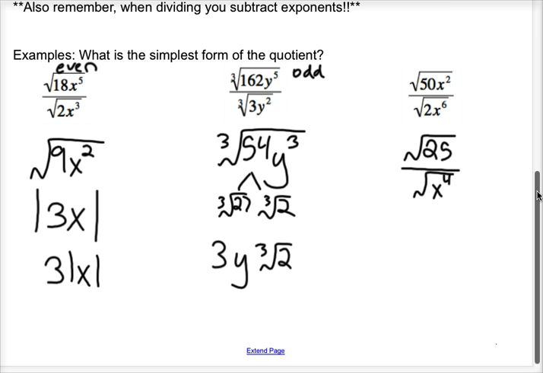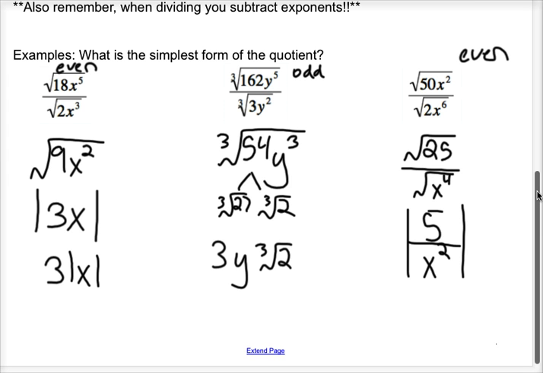So now we take a look at this. One thing to remember, this has an even index, so I am going to have to consider my absolute value. Square root of 25 is 5. Square root of x to the 4. Divide the exponent by the index. 4 divided by 2.